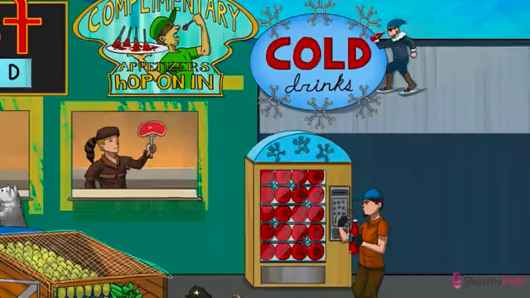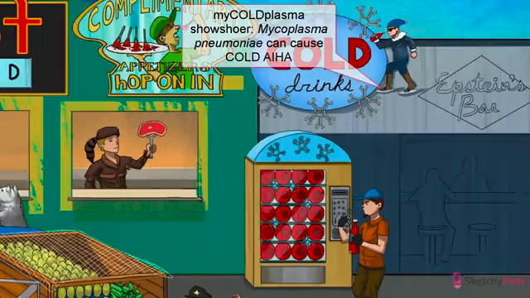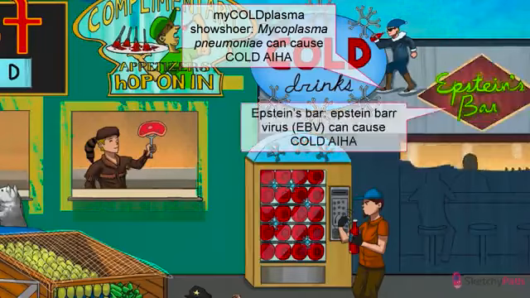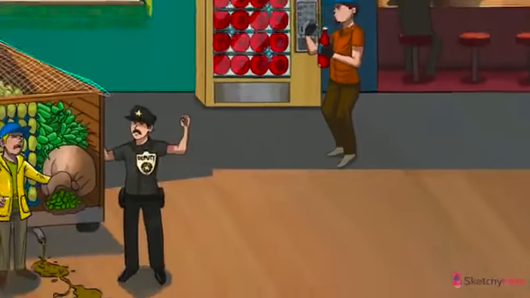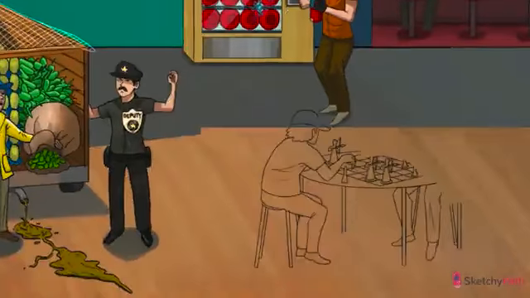Cold AIHA is associated with viral infections, especially EBV in the form of mononucleosis, as well as Mycoplasma pneumoniae bacterial infections. Of course, this by no means is a complete list. Nevertheless, we've included our Mycoplasma pneumoniae snowshoer, as well as a few of our regular Epstein-Barr patrons, just for good measure. You know, truckers get a bad rap.